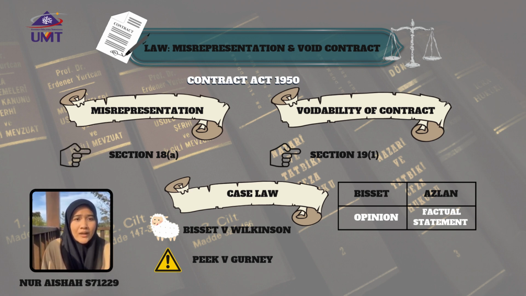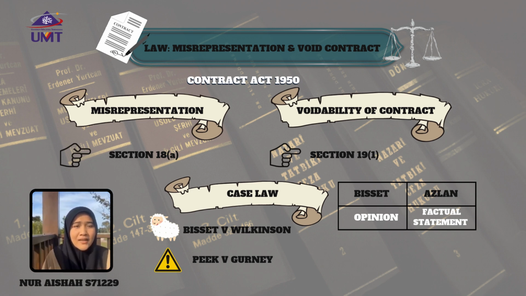Under the Contract Act 1950, Section 18A defines misrepresentation as a positive assertion of something that is not true, even if the person genuinely believes it to be true. In simple words, if someone makes a statement thinking it's true, but it turns out to be false, and the other party relies on it, that's misrepresentation.